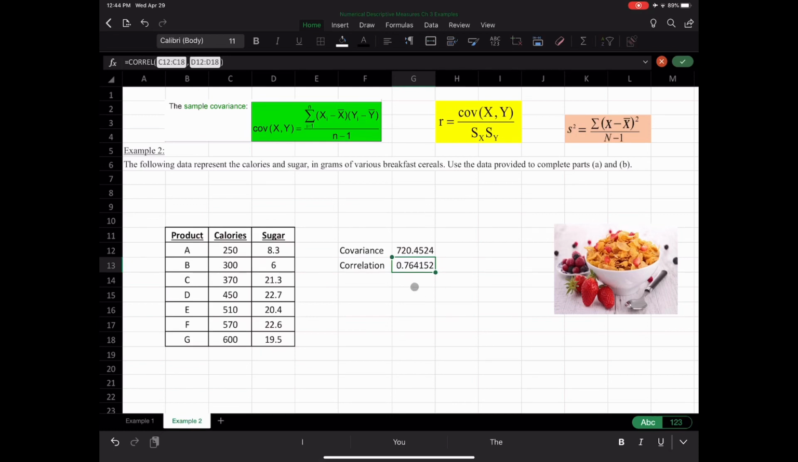When we look at covariance, we don't know if this is strong or weak, because covariance just gives you a number and there's nothing to compare it to. But correlation tells you the relative strength, because correlation is bounded by -1 and 1.